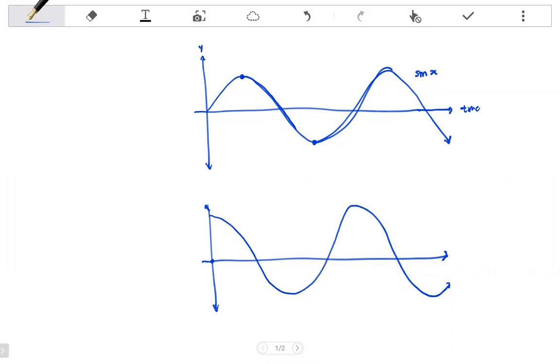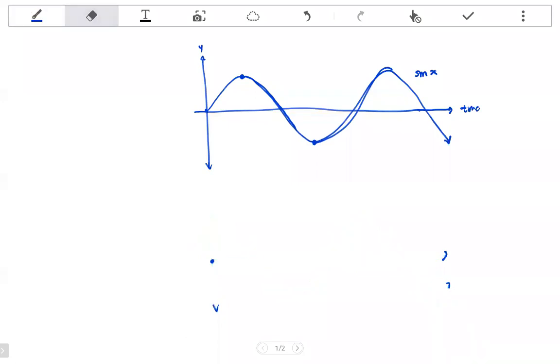So cos starts at the maximum, right? Instead of at the origin. That's the only difference. But there are some things you will need to learn about each graph of sine and cos. So we're gonna talk about those things right now.